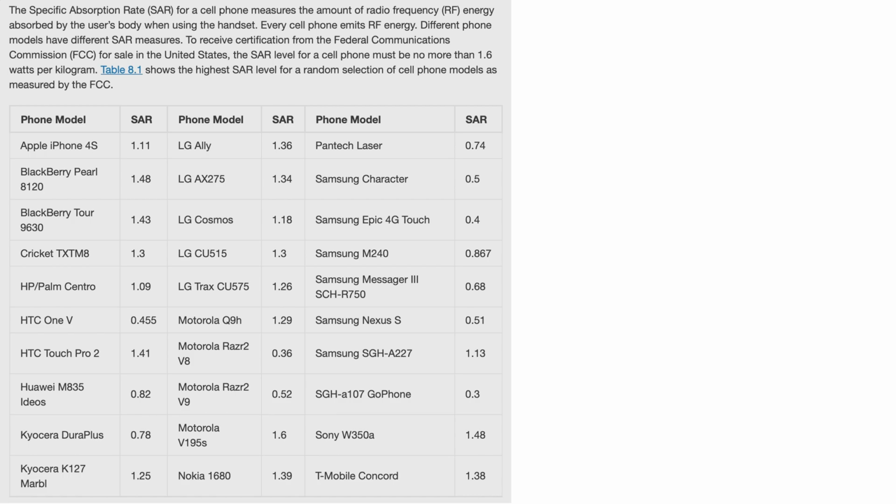The specific absorption rate, the SAR, for a cell phone measures the amount of radio frequency energy absorbed by the user's body when using the handset. Every cell phone emits RF energy. Different phone models have different SAR measurements or values. To receive certification from the Federal Communications Commission, better known as the FCC, for sale in the United States, the SAR level for a cell phone must be no more than 1.6 watts per kilogram. Table 8.1 shows what we have. Okay, so here's a bunch of different phones, and here's their scores.